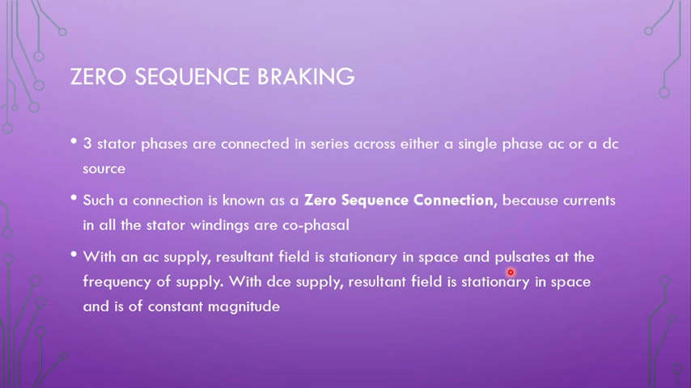Because of that, the rotor will slowly come to rest, because the rotor follows the magnetic field, and if the magnetic field is stationary, the rotor will also try to be stationary. With the help of a DC field, the field is stationary and also constant. It is not pulsating. So with a DC field, the magnetic field is stationary as well as of constant magnitude.